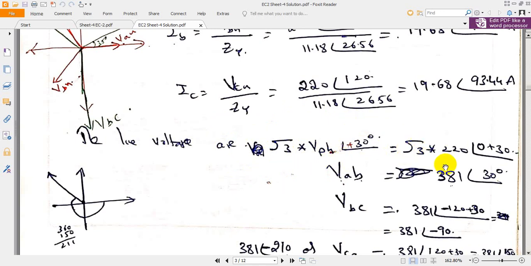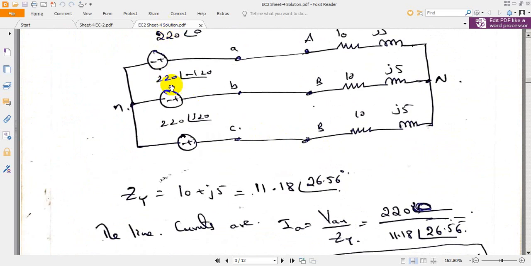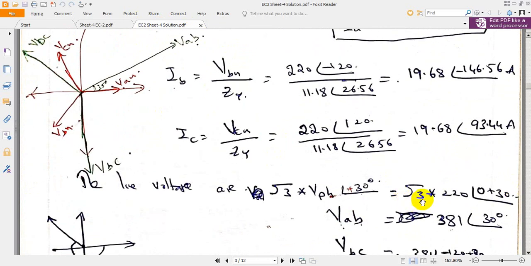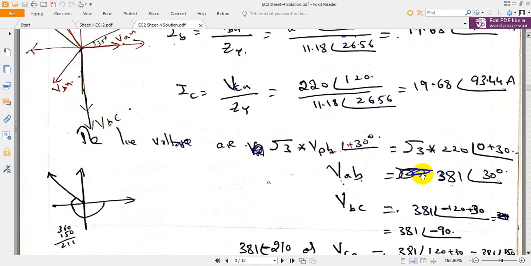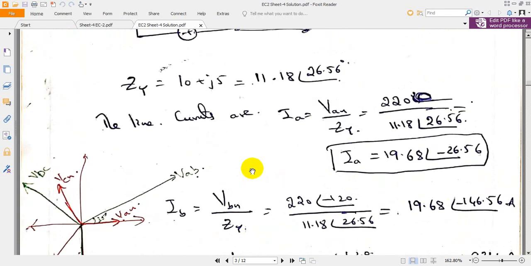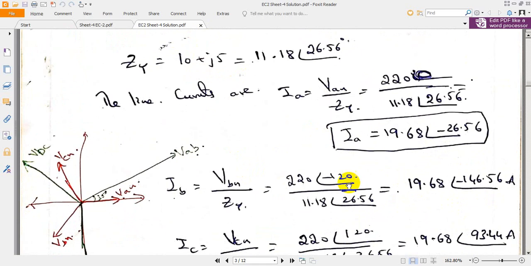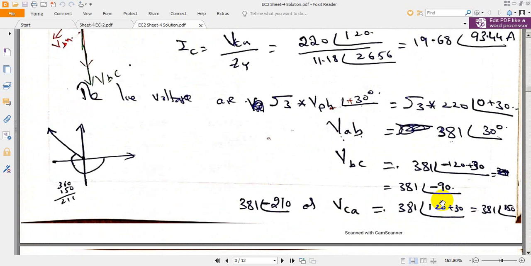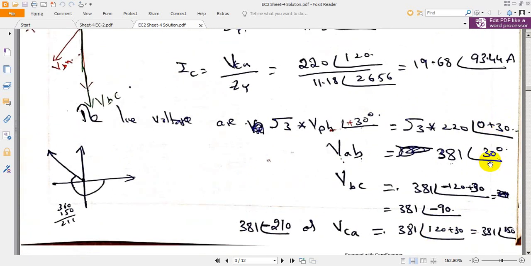What we can do now, √3 into 220. How much is the V phase? If you check the circuit, phase magnitude is 220. If you want VAB, VA is 0, just we will add plus 30 here and multiply the magnitude with √3 times. So once VAB is equal to 381 at an angle of 30, then VBC will be, check the order. Here we are having 0, then minus 120. It means for this 30 you need to add minus 120, and then for C we have plus 120, add 120 to this value.